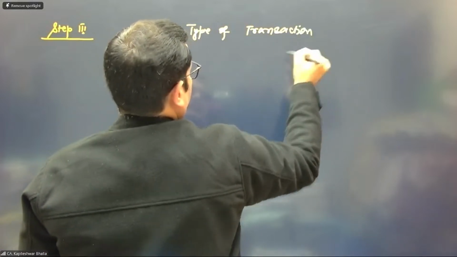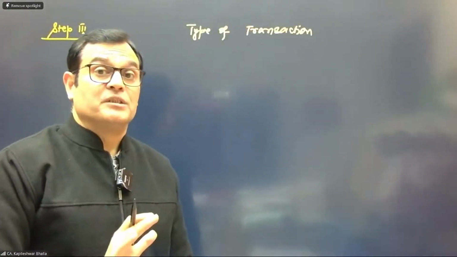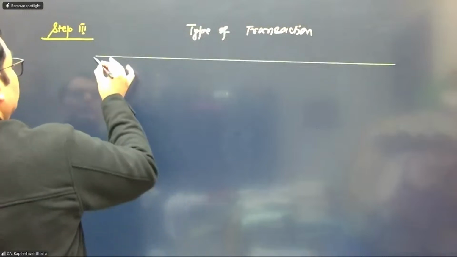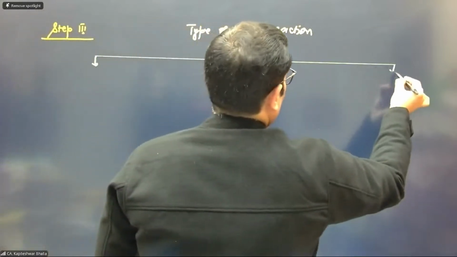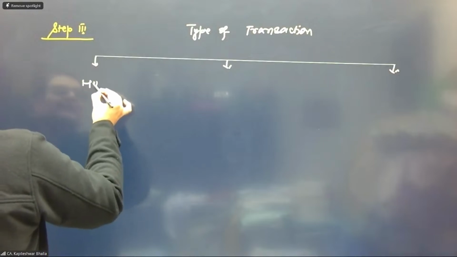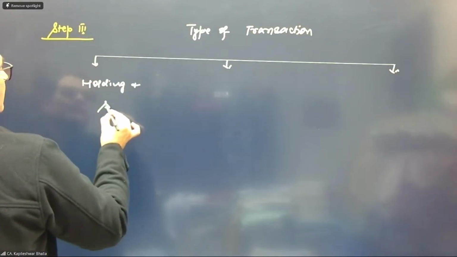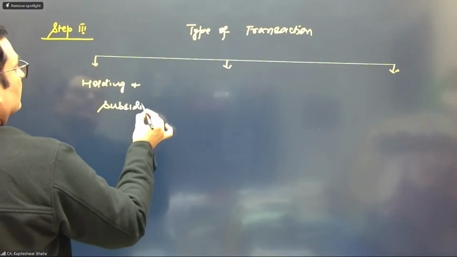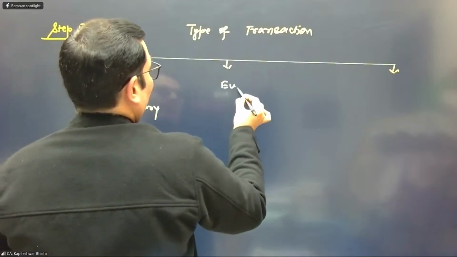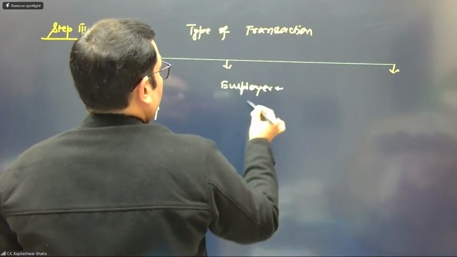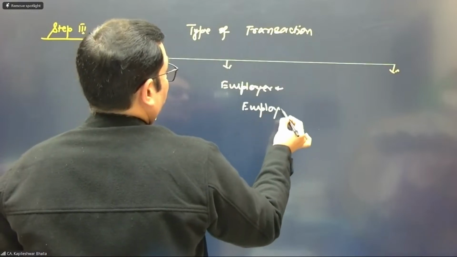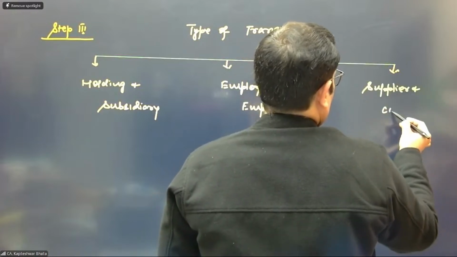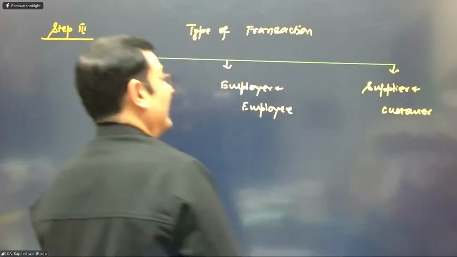As I said, you will see basically 3 kinds of transactions. Either there is a holding and subsidiary relationship, a transaction between holding and subsidiary, or there is a transaction between employer and employee, or there is a transaction between a supplier and a customer.